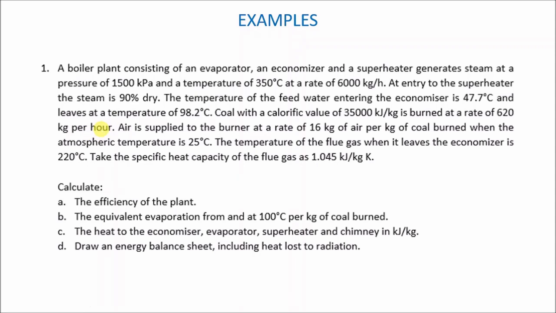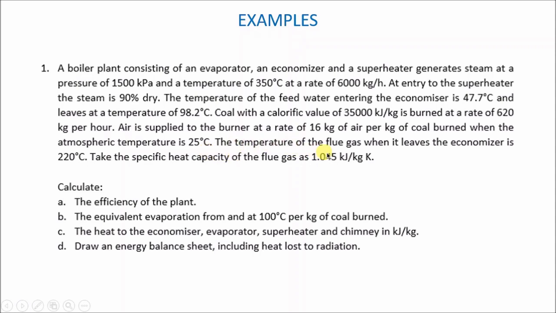Okay, and then you are told that air is also being supplied to the burner at a rate of 16 kilograms of air per kilogram of coal. Okay, so this is the air to fuel ratio. It's 16 kg of air per kg of coal. So the air to fuel ratio is 16:1. Okay, really important. And you are given the atmospheric temperature as 25 degrees.